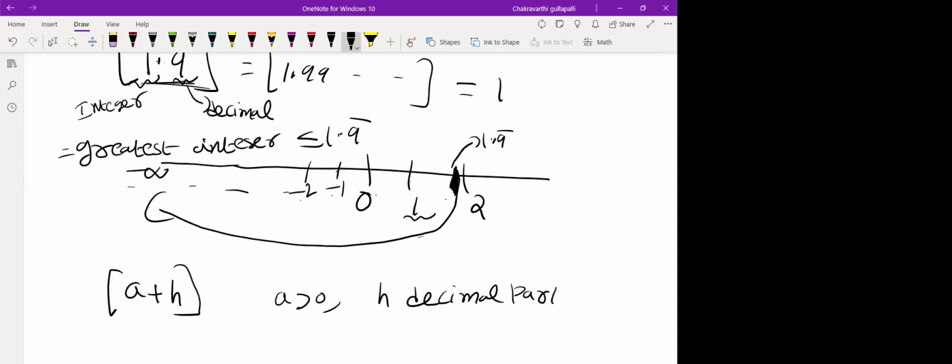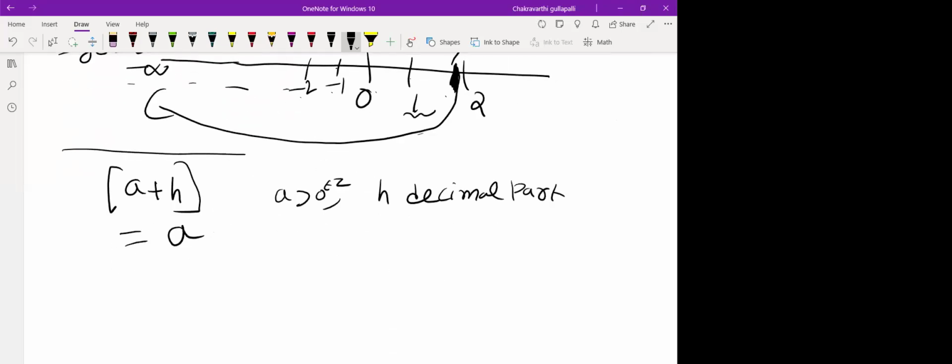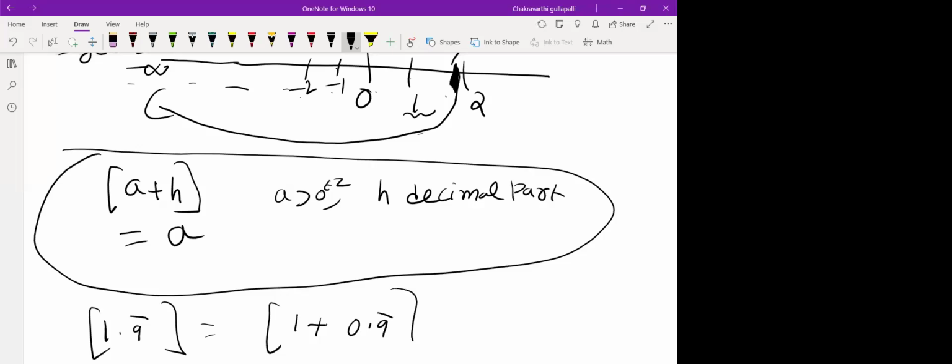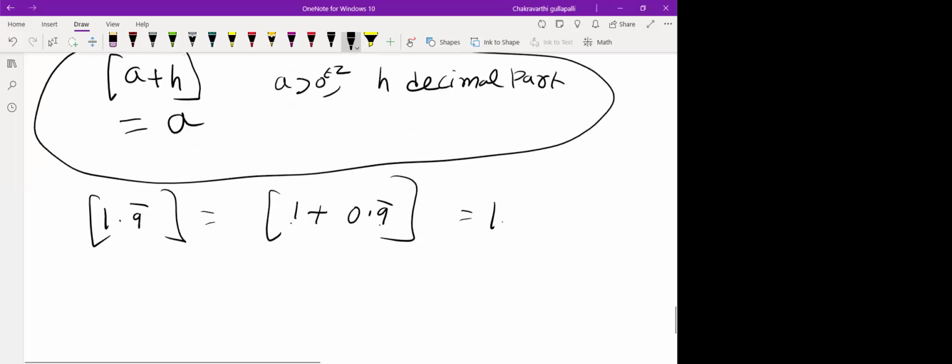A is an integer, a positive integer. Then in that case, the box of a plus h is simply a. This is the shortcut formula whenever you want to evaluate. For example, 1.9 bar can be written as 1 plus 0.9 bar, so integer part plus decimal part, a plus h. What did we get? A itself, that is 1. This is the standard definition.